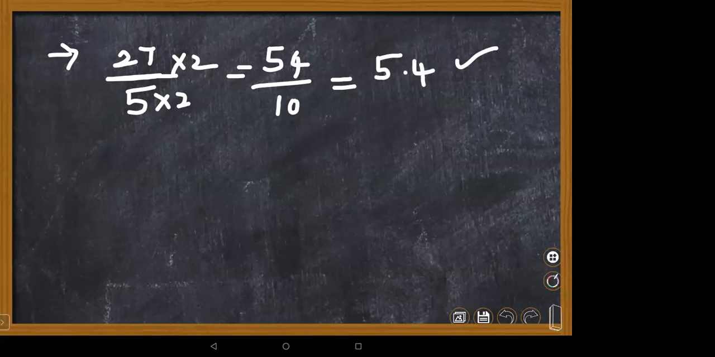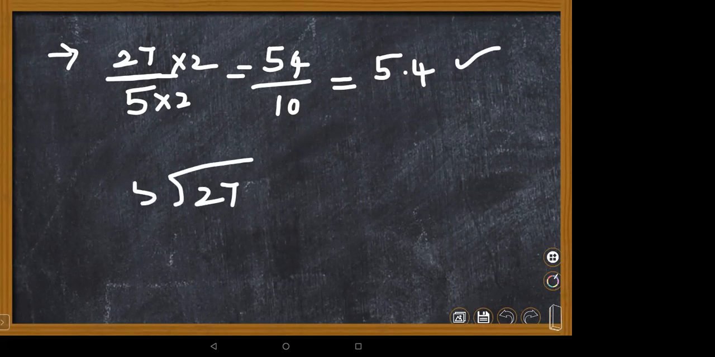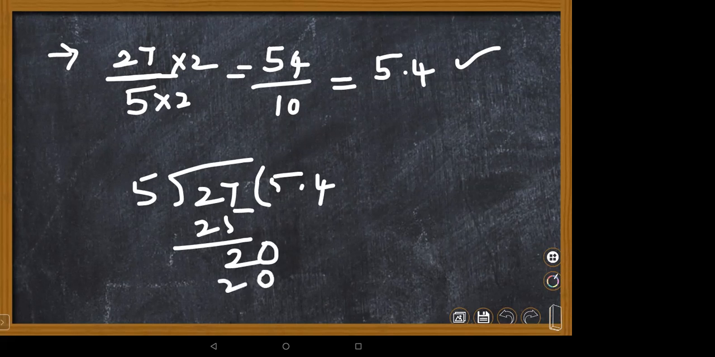Another method is you can go with a normal division also. 5 fives are 25. So 2 is left over. You need to take a decimal point and take 0. 5 fours are 20. You have to do it like this; you get the same thing.